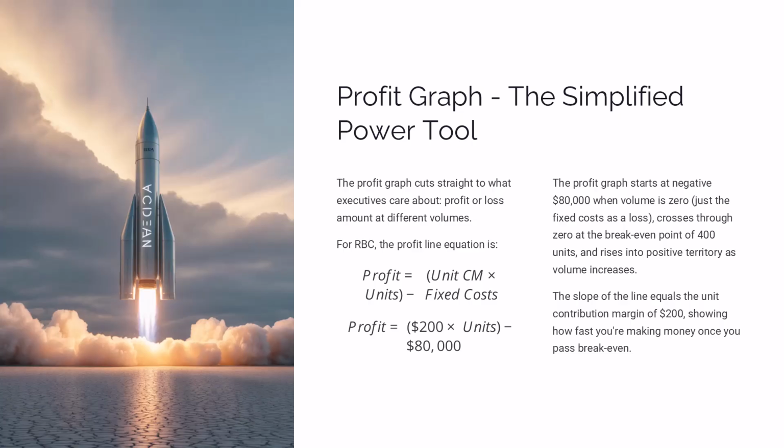The advanced insight that most students miss, and that will definitely be worth 10 to 15 points on your final, is that the profit graph can go negative again at very high volumes if you hit capacity constraints and need to add more fixed costs like a new factory or additional servers, which is exactly what happened to Zoom during COVID when they had to triple their server capacity overnight, temporarily pushing them back below break even despite record volume.